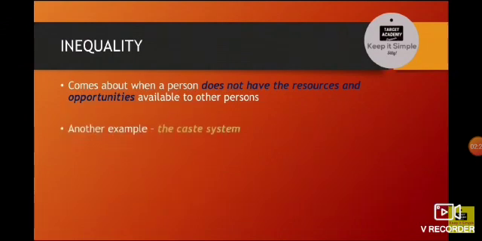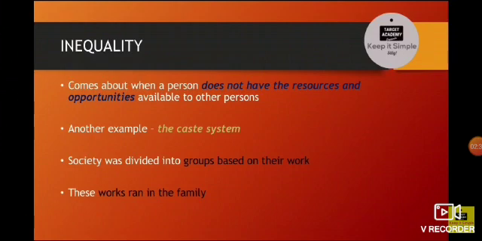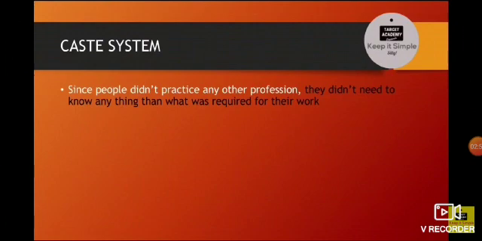Another example of this is the caste system, followed from ancient times. Society was divided into groups based on their work, profession. This work ran in the family, the occupation they used to follow, and the system was considered irreversible, that is, not going to change. Since people didn't practice any other profession, they didn't need to know anything other than what was required for their work. So this created a situation of inequality.